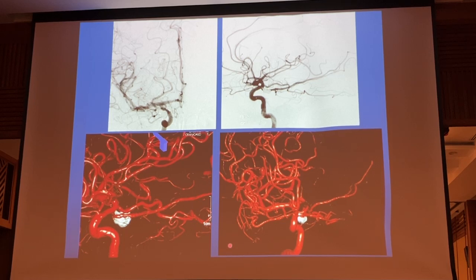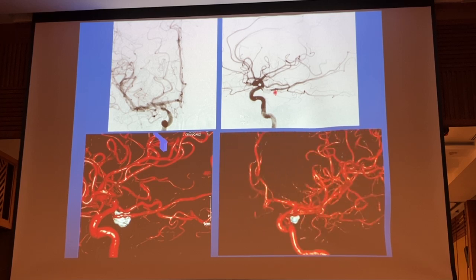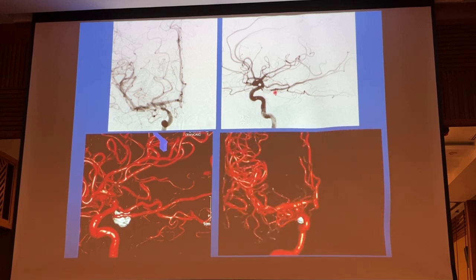This is a case. The video is running anyway. You can see this is the posterior cerebral artery, and this is the anterior choroidal artery, supplying dominantly the temporal lobe. The temporal lobe territory is supplied by the anterior choroidal artery instead of the posterior cerebral artery. You can see the relationship.